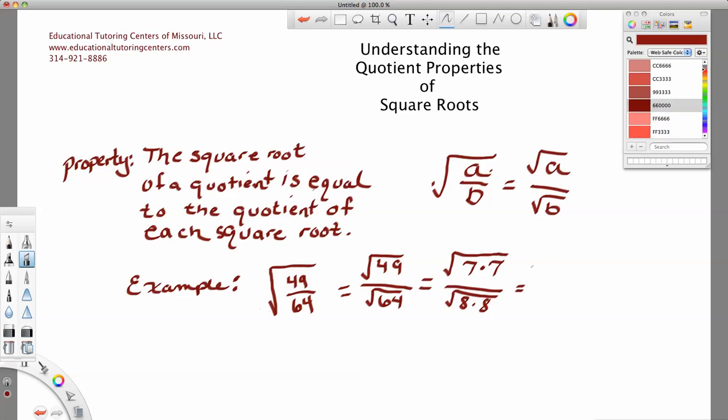Okay? So the little thing that's called an index here, since it's a square root, is a 2. And it tells you how many of these elements must be underneath your radical in order for you to pull it out as the answer, I'll say.